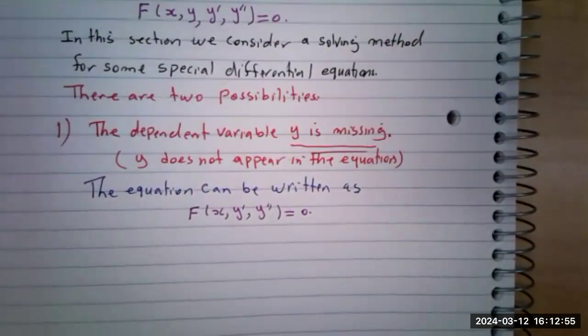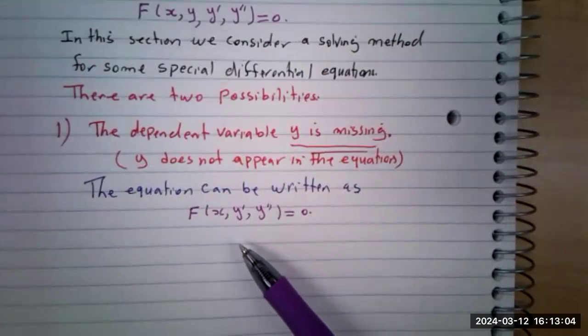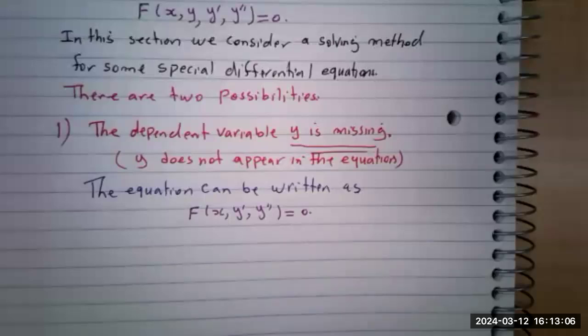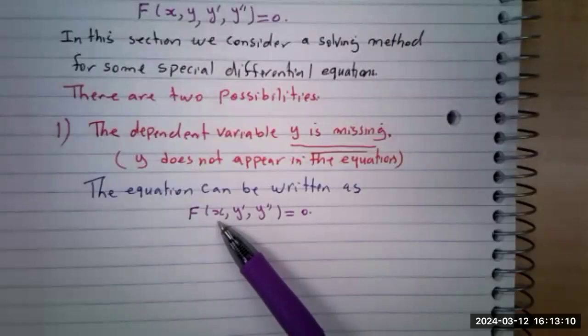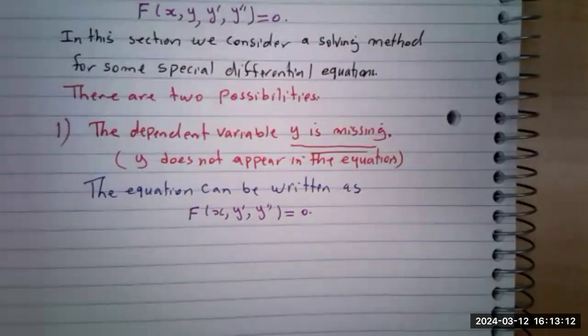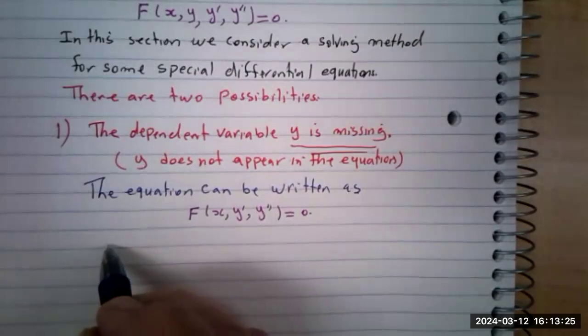In this case, we use substitutions. We're going to call y prime to be u, for example. If we call y prime equal to u, then y double prime will be u prime, right? So it would change to f of x, u prime. It would be an equation of the first order with respect to u. We solve it, and of course we come back and then we find y.